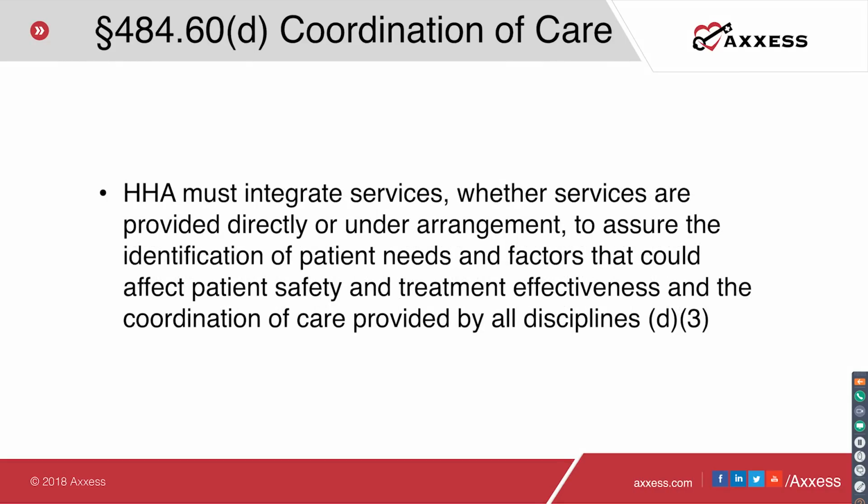The agency must integrate services, whether those services are provided directly or under arrangement, to assure that identification of the patient needs and factors that could affect patient safety and treatment effectiveness, and the coordination of care is provided by all disciplines. Now, this is where we get into the coordination of care, and if you've read the COPs, you know that they speak about doing this in a team approach. And those of us that are familiar with hospice interdisciplinary teams, they bring that up as an example, but CMS does not mandate what your interdisciplinary team looks like.